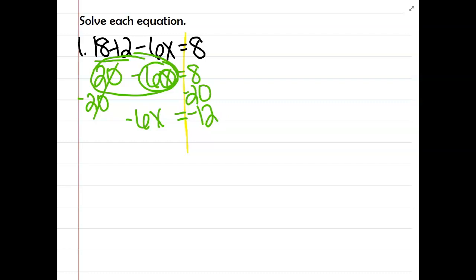And then how do I get rid of the negative 6? Divide, right? Because this is a multiplication problem. So the opposite of multiplying would be to divide. So we should end up with x equals 2.